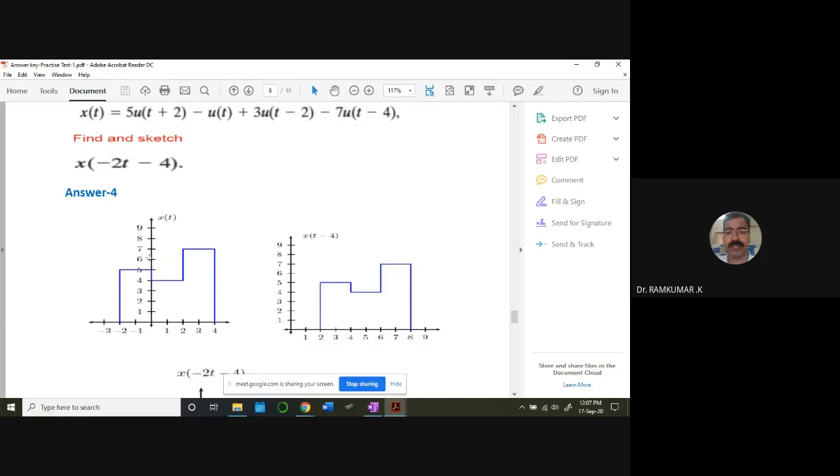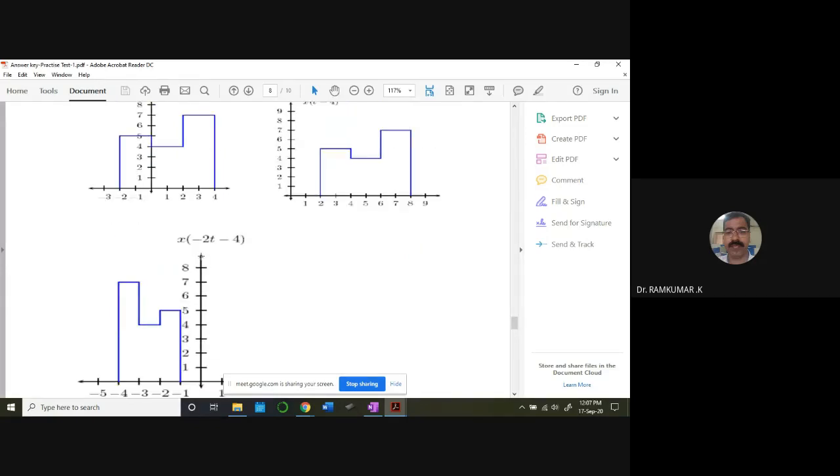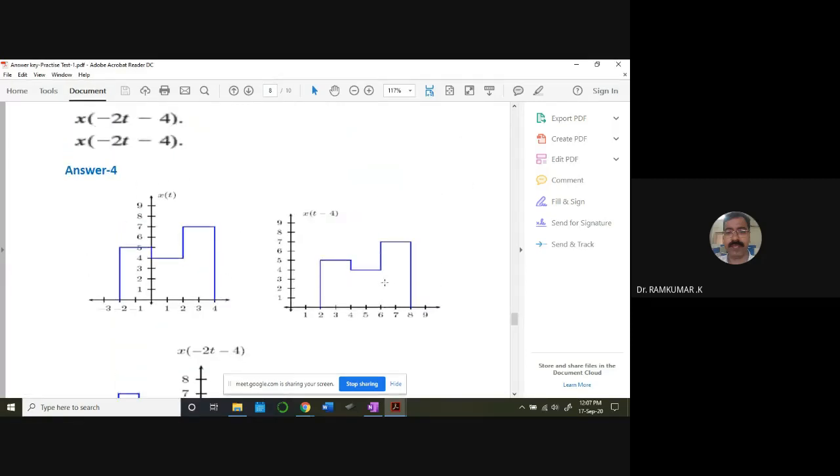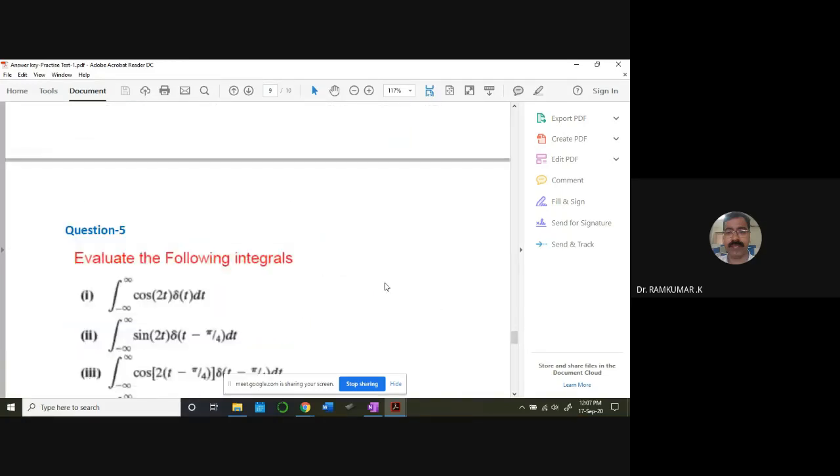Once you know x of t, you know how to time shift and then scale it. Okay, that's all. This is x of t. 4 units to the right you shift this signal. Okay, and then you scale it by minus 2. You scale it by 2, greater than 1 value, therefore it's going to get compressed. Then there is a minus. This minus indicates time reversal. Go through it all once again. You'll understand it clearly, whatever I discussed in the classroom.